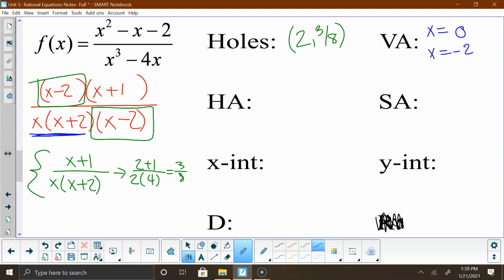As you're doing this, if you have an x equals 0 right here for a vertical asymptote, you will not have a y-intercept. Does that make sense? So this one does not exist.